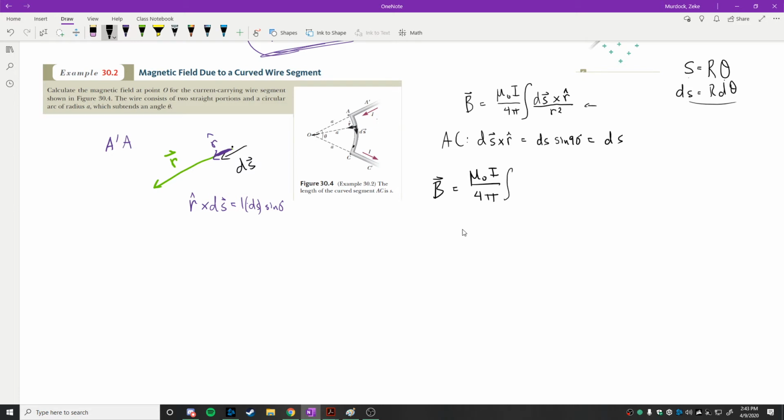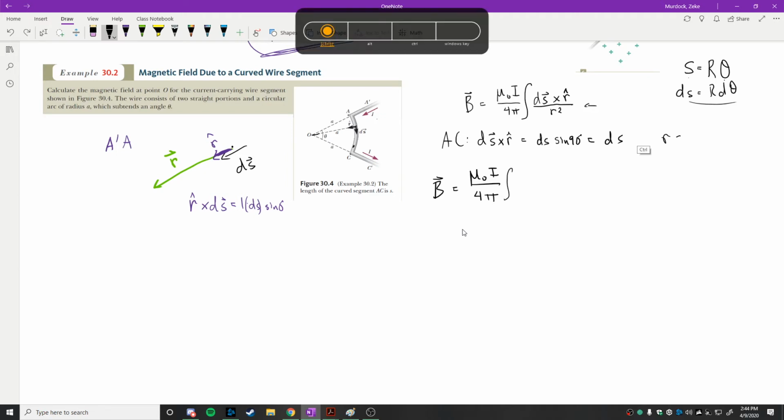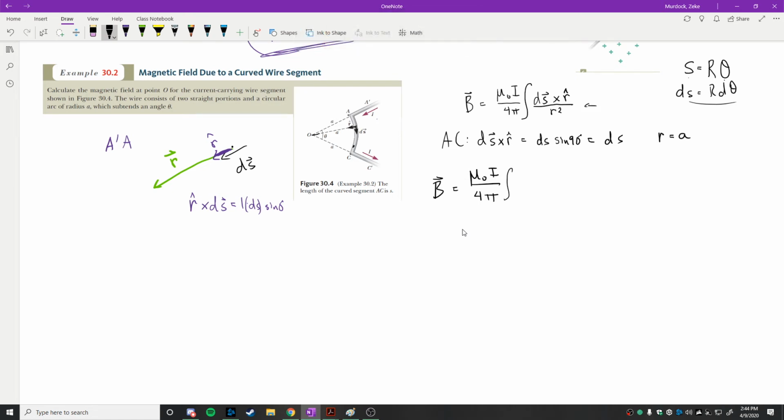And what's r in this case? What is r equal to? It's just equal to a, right? So our equation now is basically going to become a d theta divided by a squared. There's something else I left out of this, which is that ds cross r hat actually points in a specific direction. What direction does it point in?